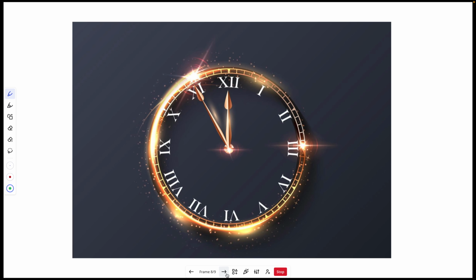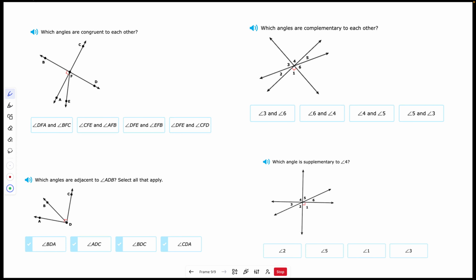All right, here's our cool clock for today, which means that it's time for you to practice what you just learned. Go ahead and pause the video and try these 4 problems on your own. And when you're ready, you can unpause the video and we'll check your answers.